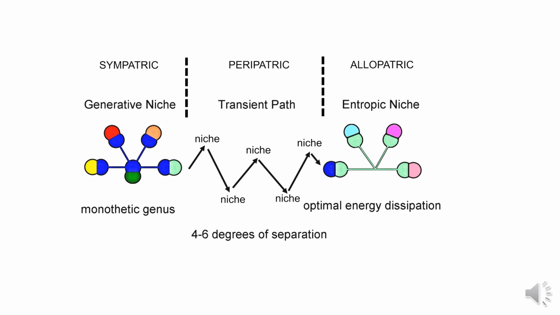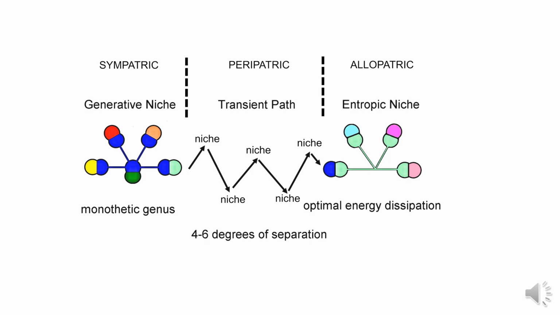A monothetic genus in a generative niche provides optimally 4 descendant species, each provided with the same set of immediate ancestron traits. These shared traits allow survival in the ancestors' sympatric areas. The descendants, with an example in blue and light green, pass down a transient path.